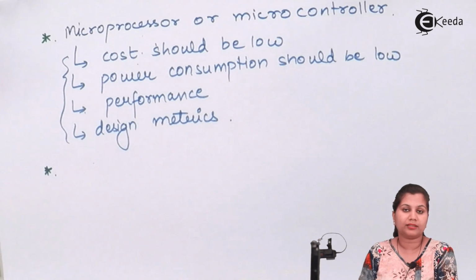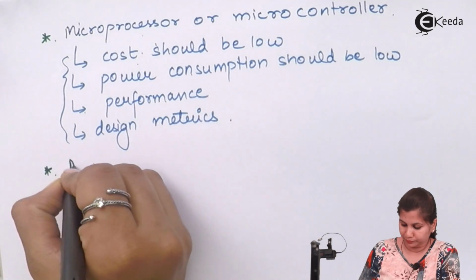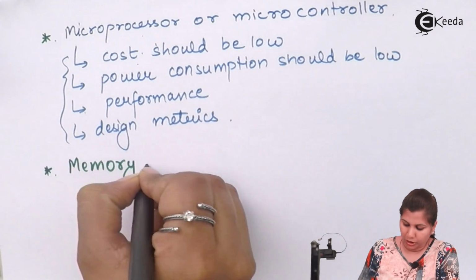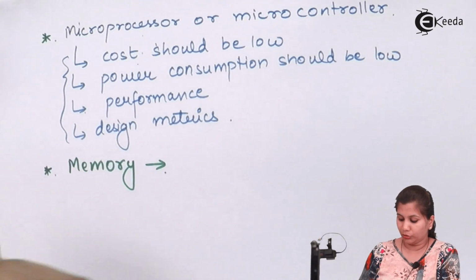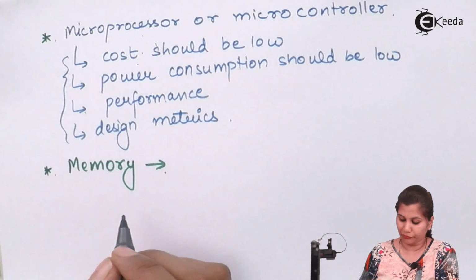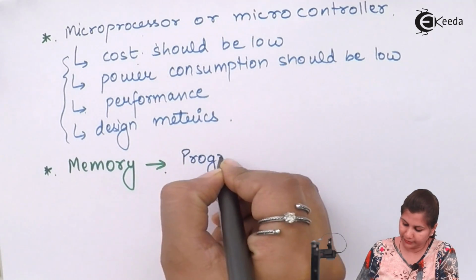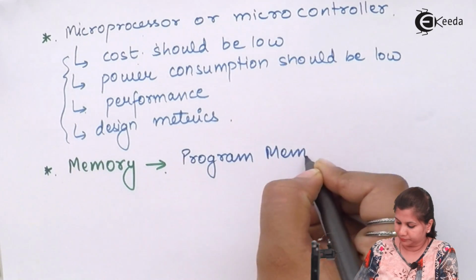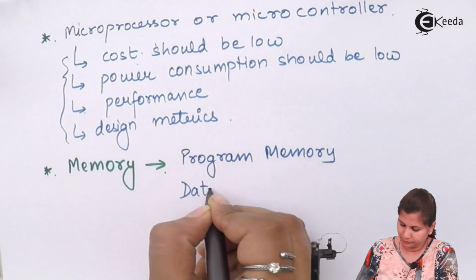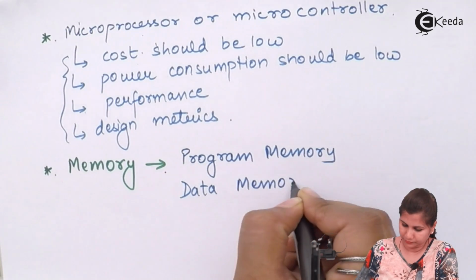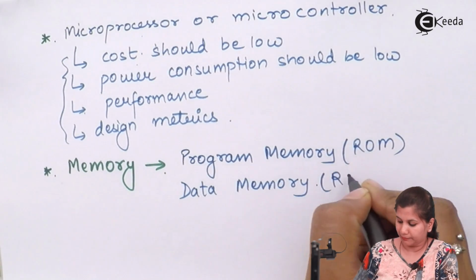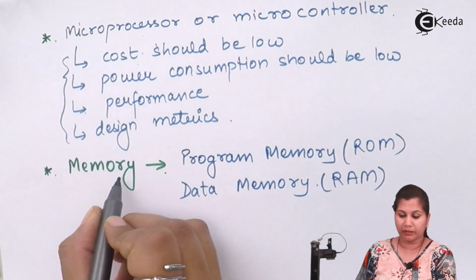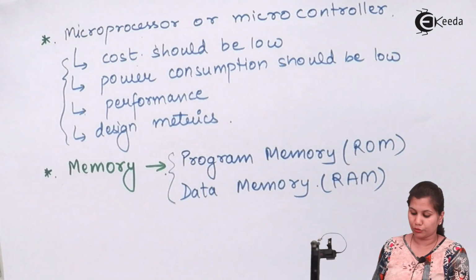Now after the microprocessor, another important component of the embedded system is the memory. Optimization can also be done by optimizing the memory, and we know that in the embedded system there are two types of memory. One is the program memory and the other is the data memory. The program memory is called the ROM and the data memory is called the RAM. So to optimize the memory, both the program and data memory should be optimal.